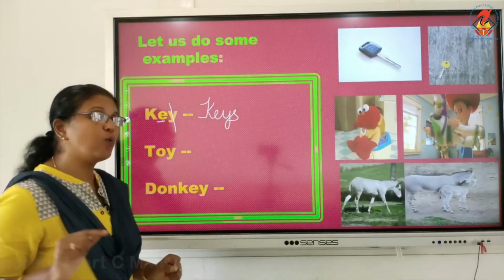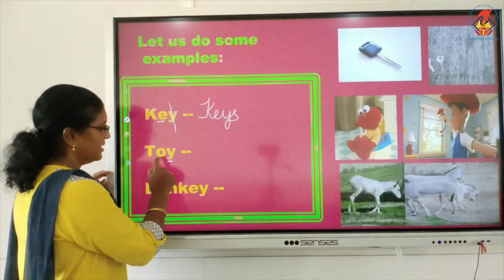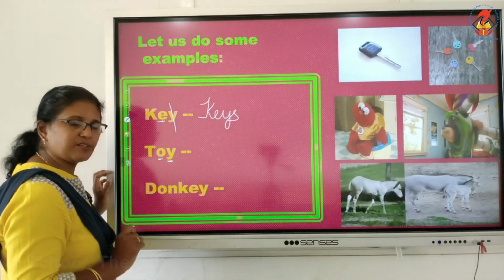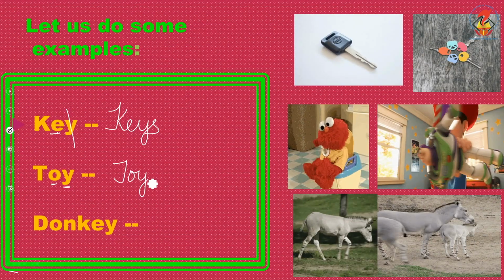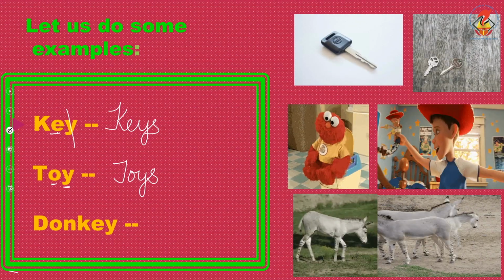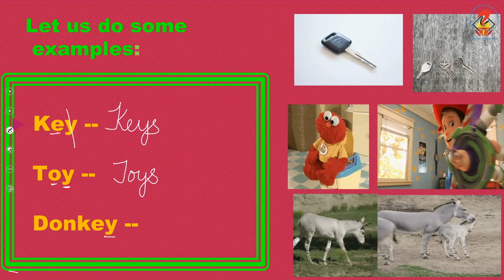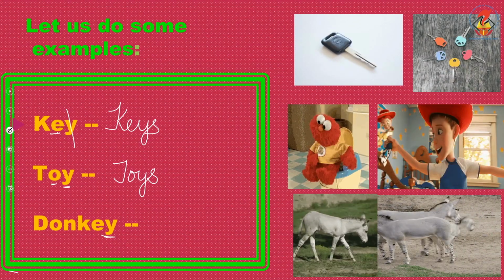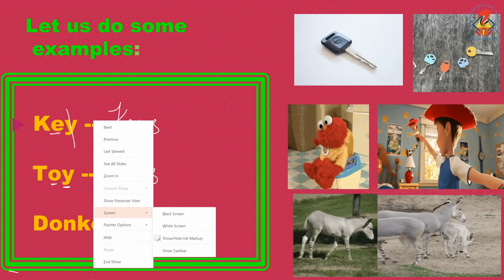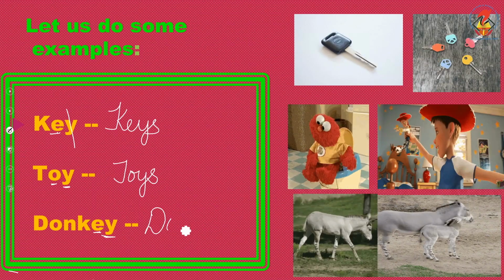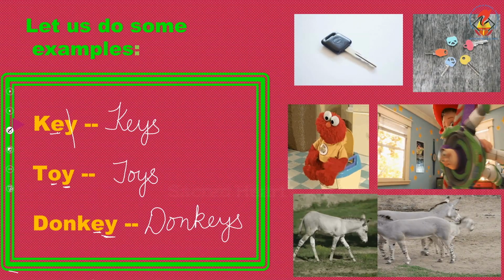Same way, T-O-Y, toy. It's ending with Y. There's a vowel before it. We are not cutting it down. Instead, we are keeping the word as it is and adding S to it. Toy became toys. Donkey, ending with Y and it has a vowel before it. So what do we write? Donkeys.